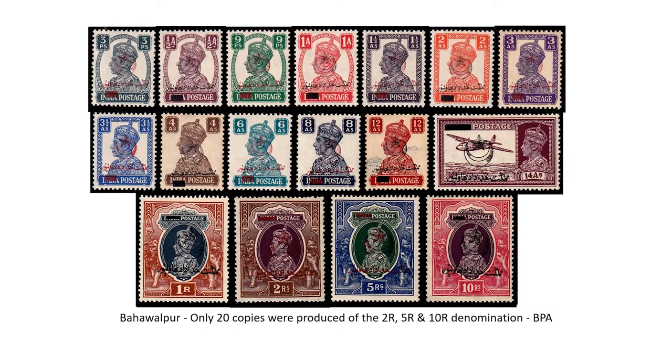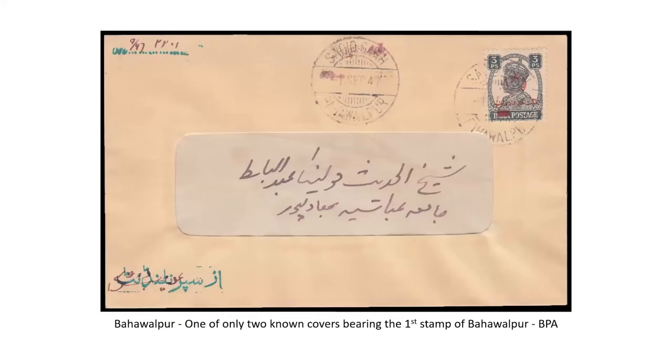Only 20 copies are known of the 2 rupee, 5 rupee, and 10 rupee denominations. The lower values are somewhat common. These stamps were valid for a very short period of time. Here we have the first stamp, the lowest denomination, 3 pice, used on a cover. This happens to be one of two known covers.